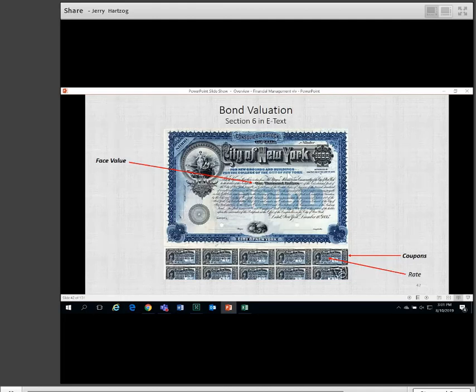Now, when it was time to collect interest from the corporation, the investor would go down to the bottom of the certificate, where there were a series of coupons. They would clip off a coupon and mail it to the corporation, and the corporation in return would mail them the interest payment. On the face of those coupons was the interest rate paid on the bond, and for that reason, we call it the coupon rate. Again, that terminology persists today. We still call the interest rate on the bond the coupon rate.